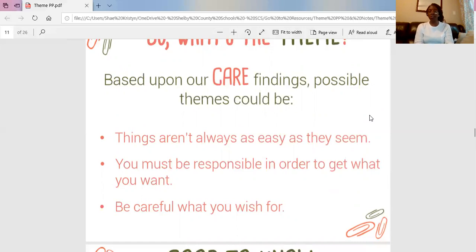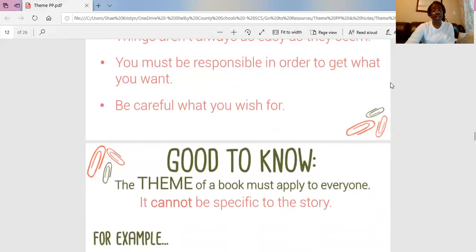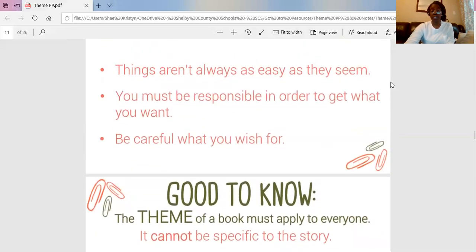It's the same. You must be responsible in order to get what you want, and be careful what you wish for. When we wish for things, sometimes they're not what we think that they're going to be. She probably thought having a dog was going to mean she was going to be in La La Land, but La La Land was not the place she was going to go. So here's some things that are good to know.